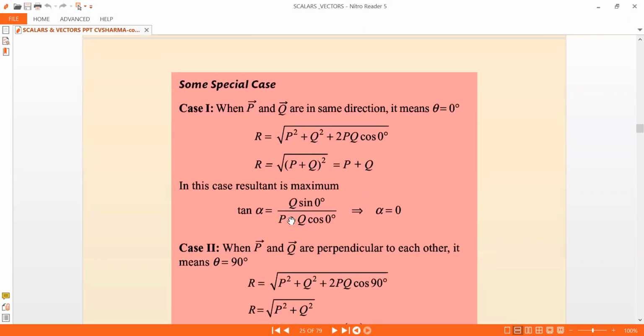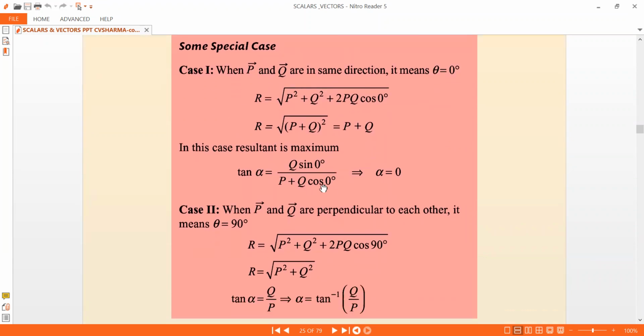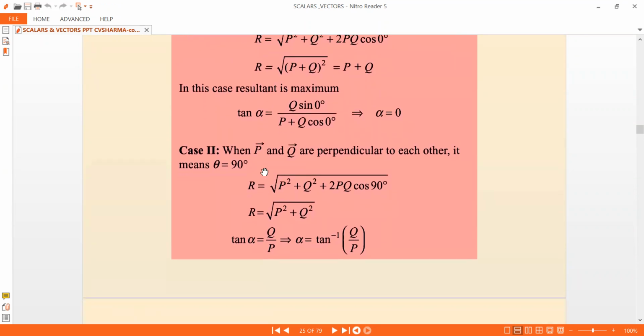And some other special cases. Case one, where P bar and Q bar are in the same direction, it has the angle 0, then the resultant simply is P plus Q. The resultant is maximum, and the angle the resultant makes with the vector P bar happens to be 0. Next, P bar and Q bar are perpendicular to each other. This is what you get.